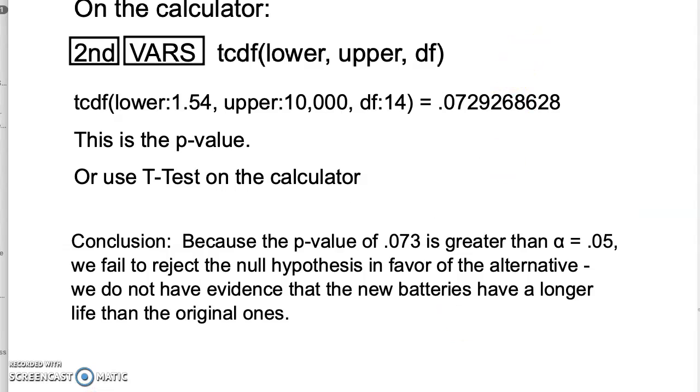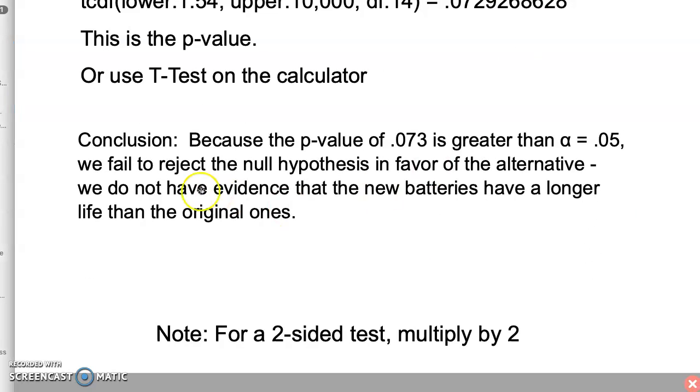All right, and just note, for a two-sided test, you would take your p-value and double it if you were doing a not equals.